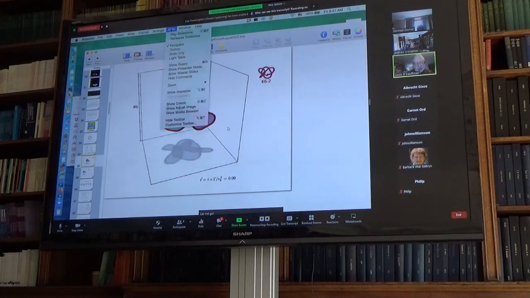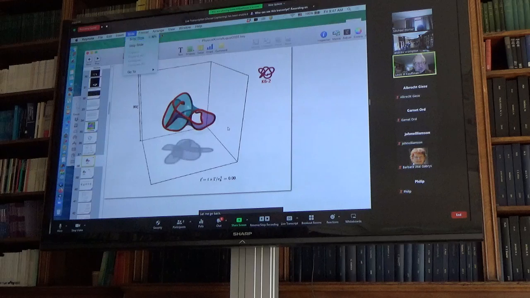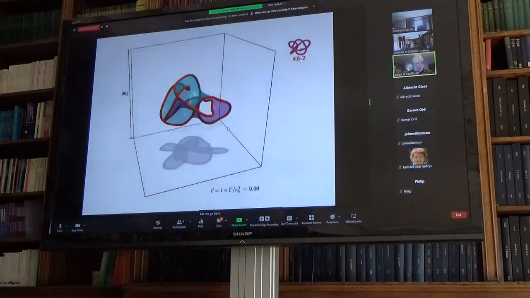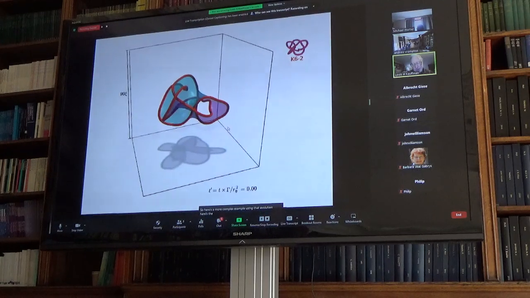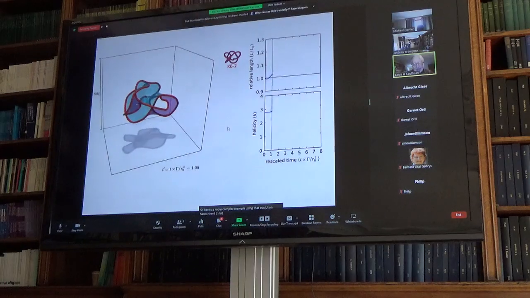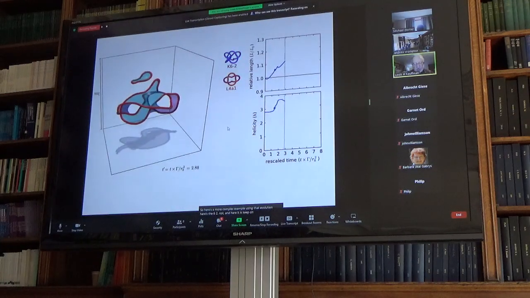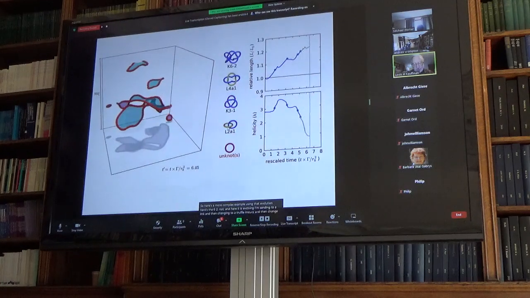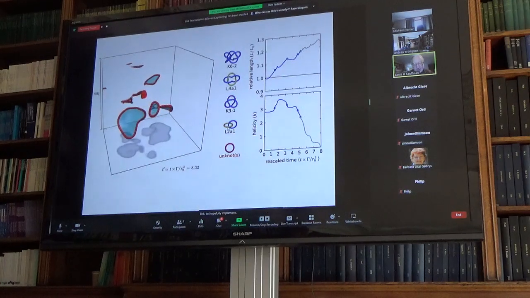Let me go back. Yeah. So here's a more complex example using that evolution. Here's the 6-2 knot. And here it is evolving and changing to a link and then changing to a trefoil knot and then changing to a simple link, a Hopf link, and then changing to an unknot. So that's an example of this kind of situation.